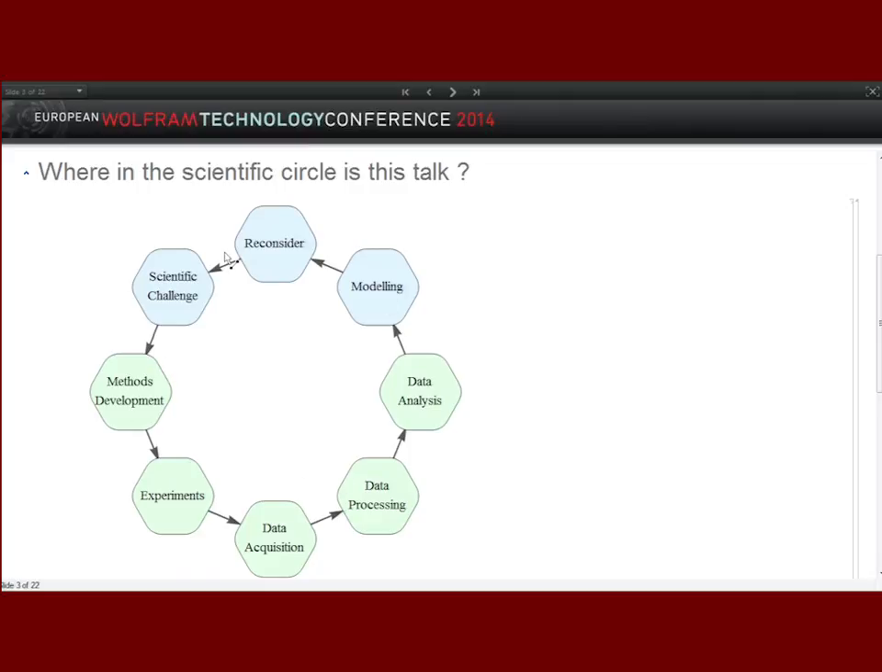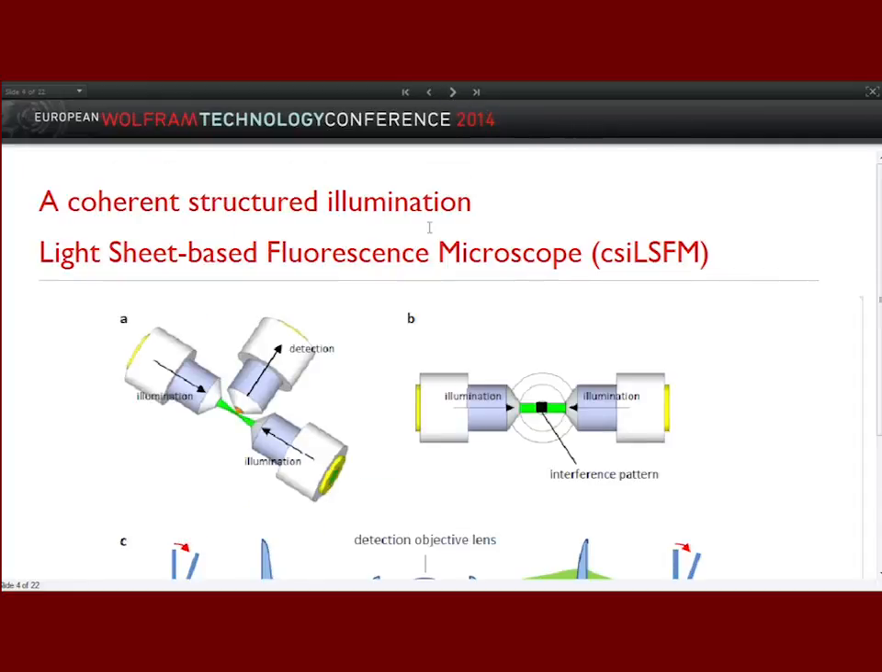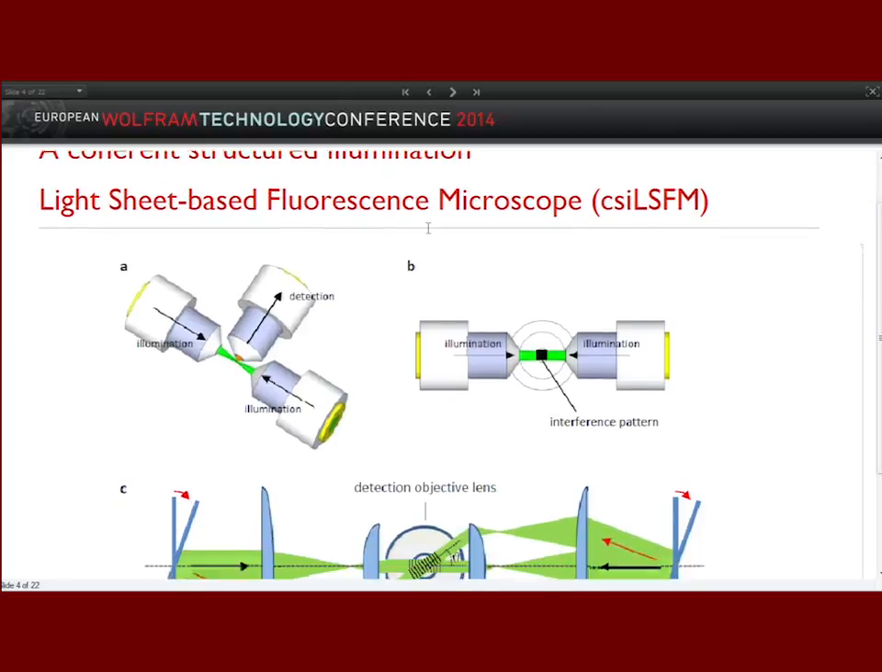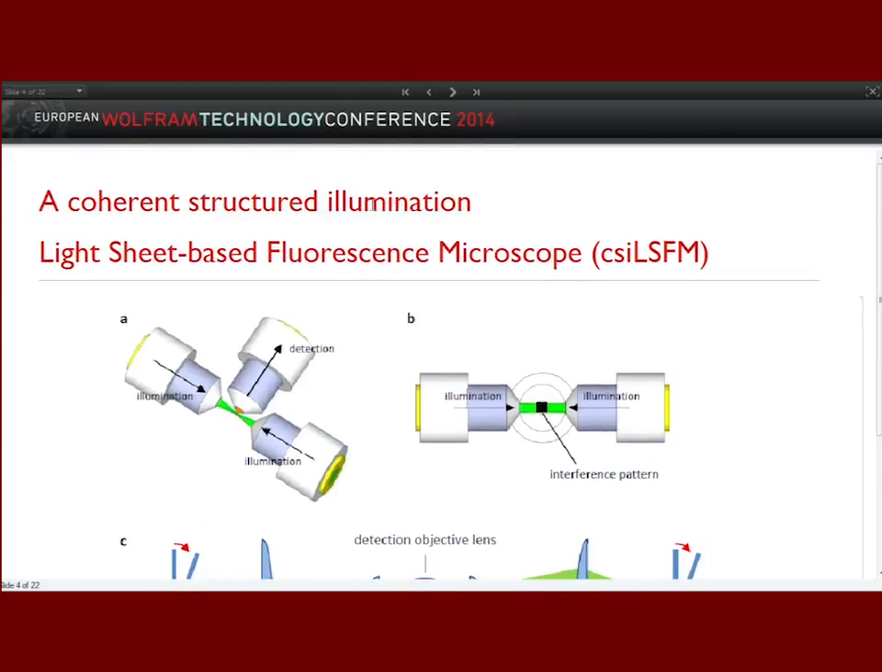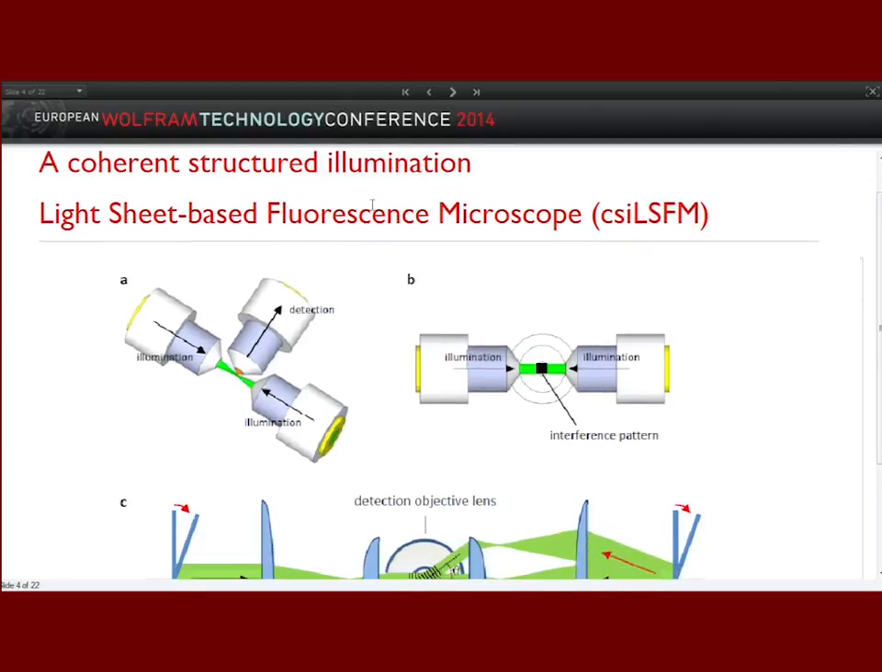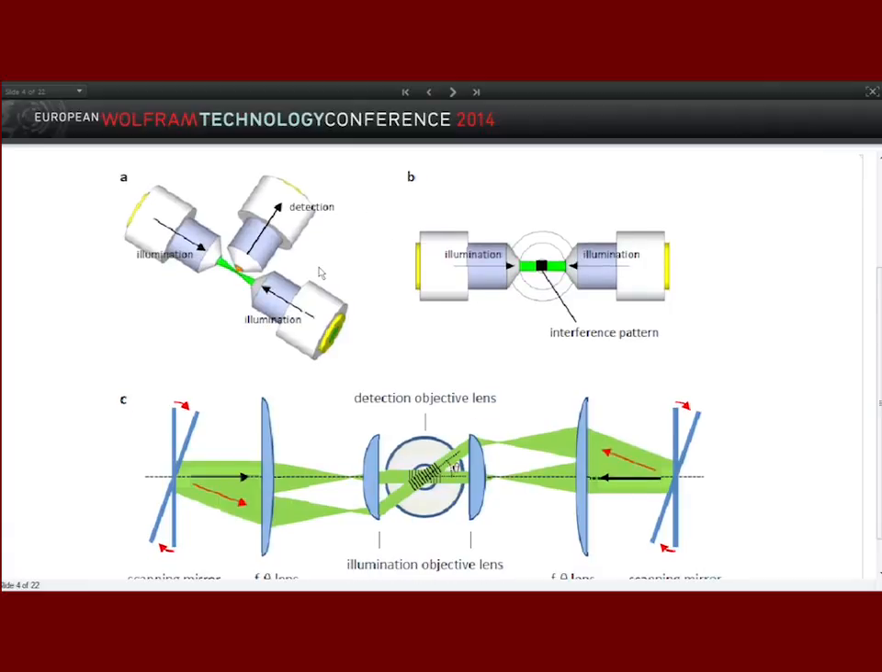We're not really talking about a scientific challenge in the sense that we want to answer a biological question, but we're really interested here in instrument development. What we are building for this purpose is what we call coherent structured illumination light sheet-based fluorescence microscopes. Most of you are probably aware of microscopes that contain maybe one lens or two lenses, and in fluorescence microscopy you may use a single lens, such as this one here, for the illumination and the detection of the specimen.